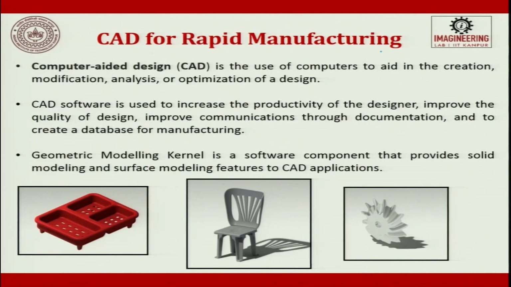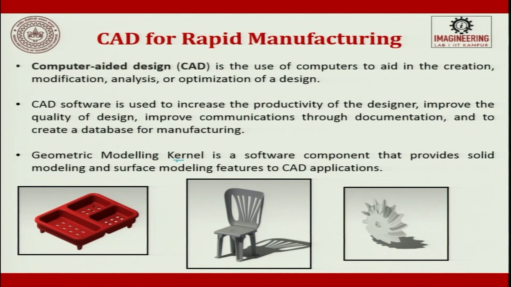So, CAD for rapid manufacturing. CAD, computer aided design, is the use of computers to aid the creation, modification, analysis or optimization of the design. By the way, you can also try to optimize your design. Today that is what people are working on, topological optimization, trying to reduce the usage of material. Then the CAD software is used to increase the productivity of the designer, improve the quality of the design, improve communication through documentation and create a database for manufacturing.